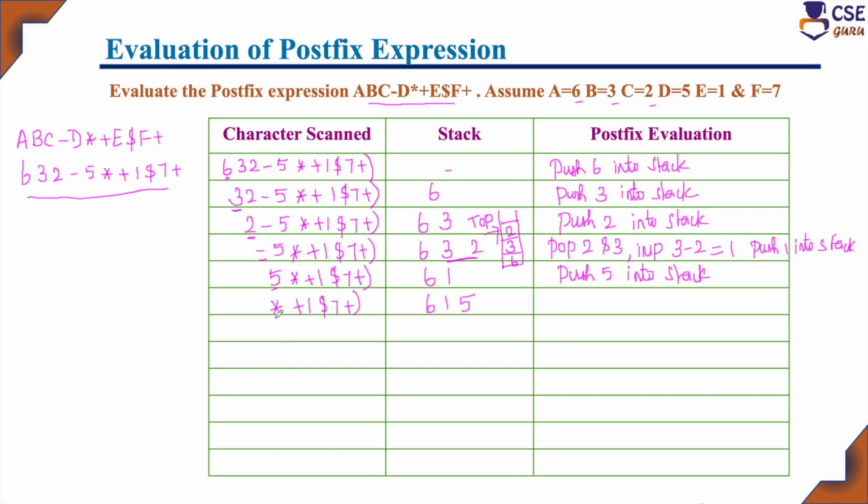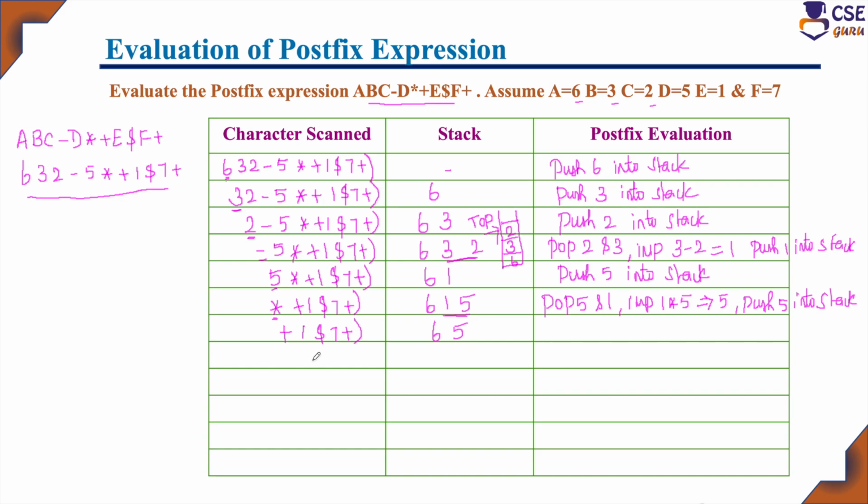Okay. And next is an operator. Pop the top two elements from the stack and implement the multiplication operation. So here you have to pop 5 and 1, then implement 1 into 5. So you will get 5 only, and then push the result back into the stack. Now the stack contents will be 6 and 5. And the remaining input characters are plus $1 $7 plus.